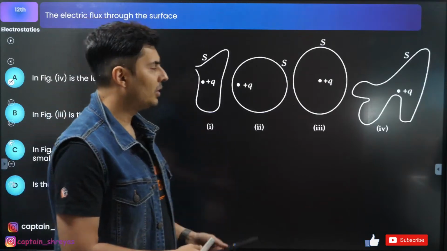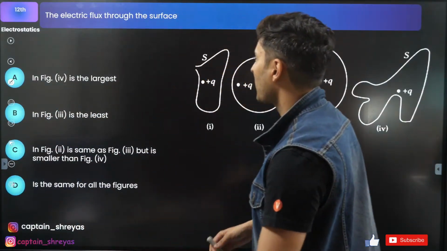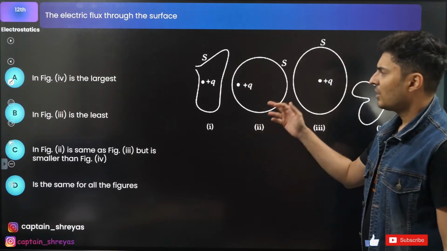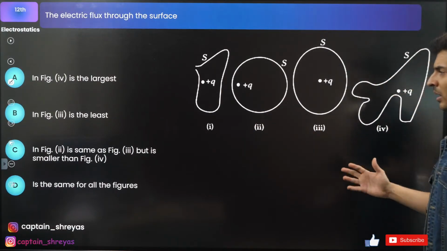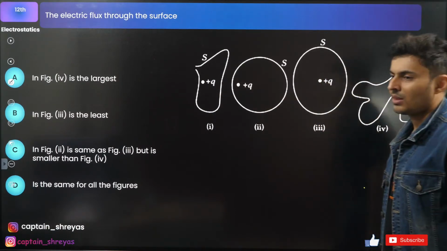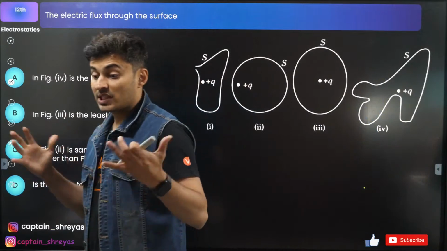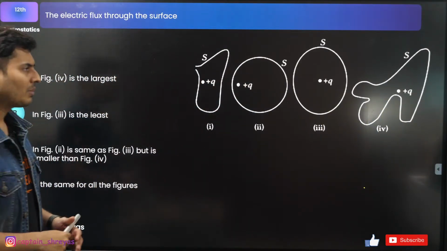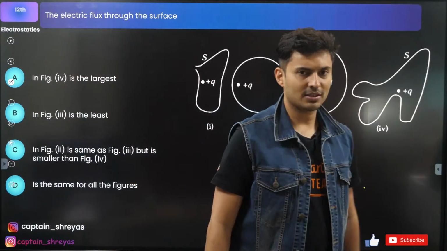Understood? So these kind of questions are very likely in your NEET examination or even in your boards. Moving on to another question coming up on your screen. The electric flux through the surface is largest or least or same in which of the figures? Charge Q, Q, Q, Q. Shapes are different. Sizes are different. What do you think? Where do you think you will get the maximum flux or the least flux? Think about it.